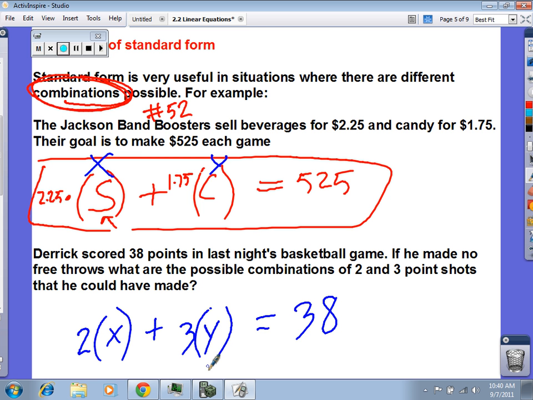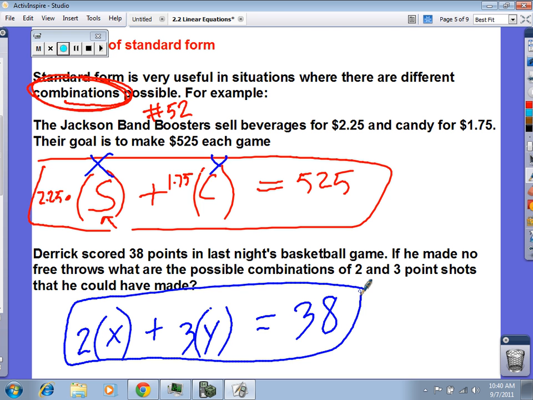He would have had to at least make 2 3-pointers. If he makes 2 3-pointers, that's 6 points, right? 38 total minus 6 is 32. So how many 2-pointers did he make? 16. So you can make 16 twos, 2 threes, 0 threes, 19 twos, and you're done. Just write an equation. So do you see how there's more than one answer? There's a combination of answers.